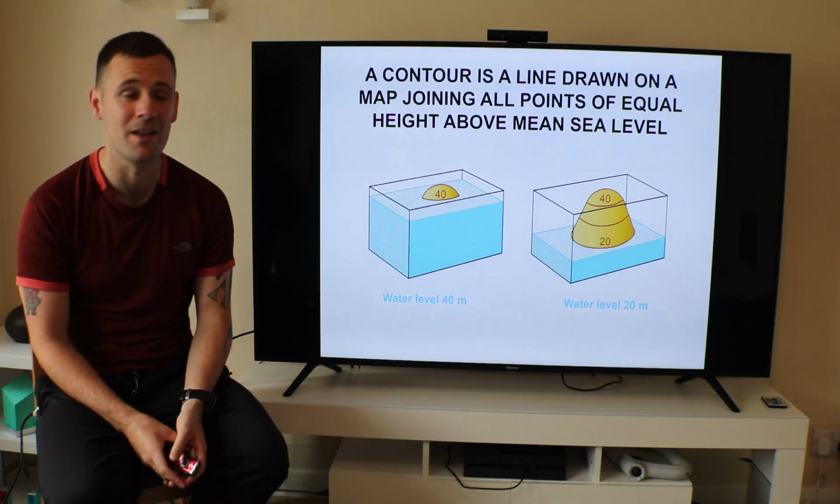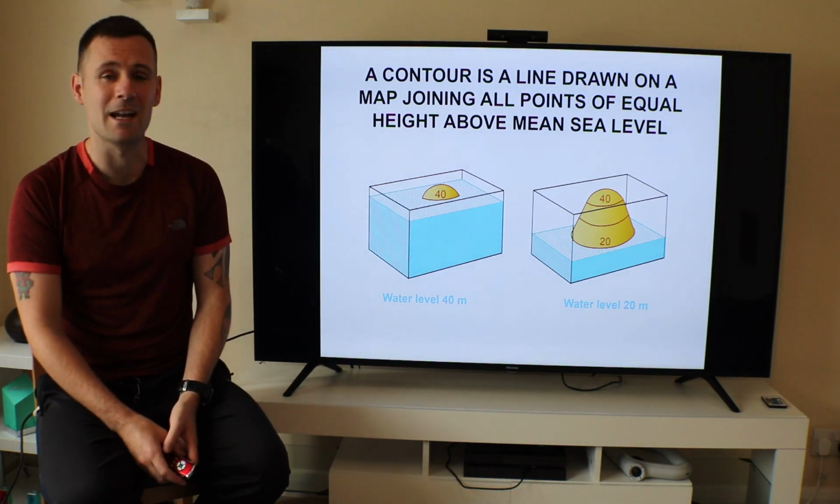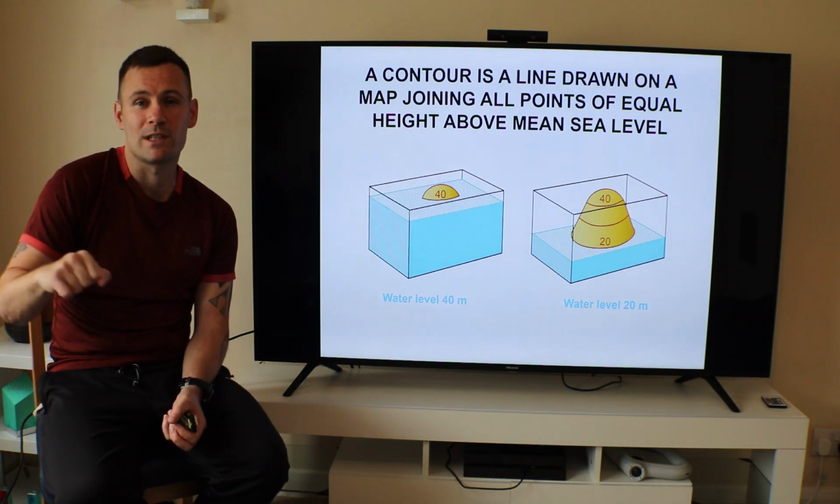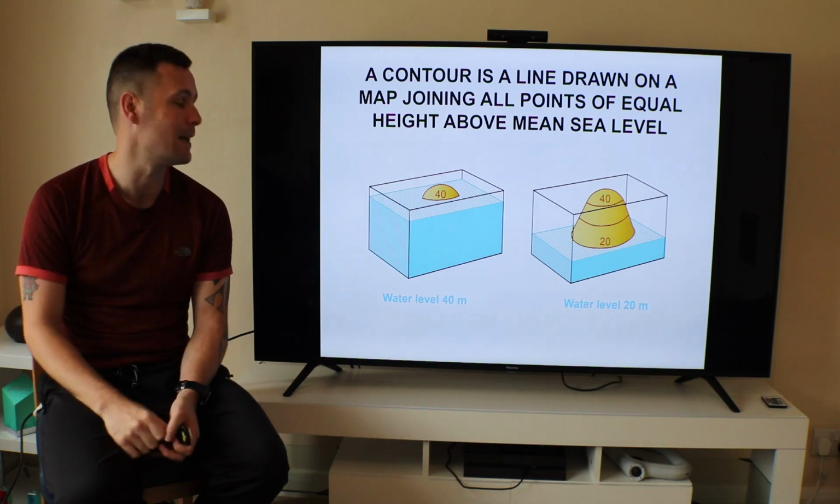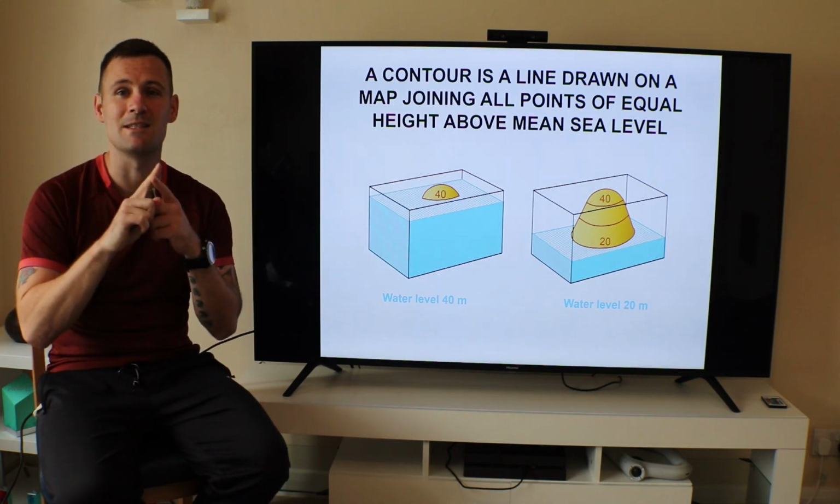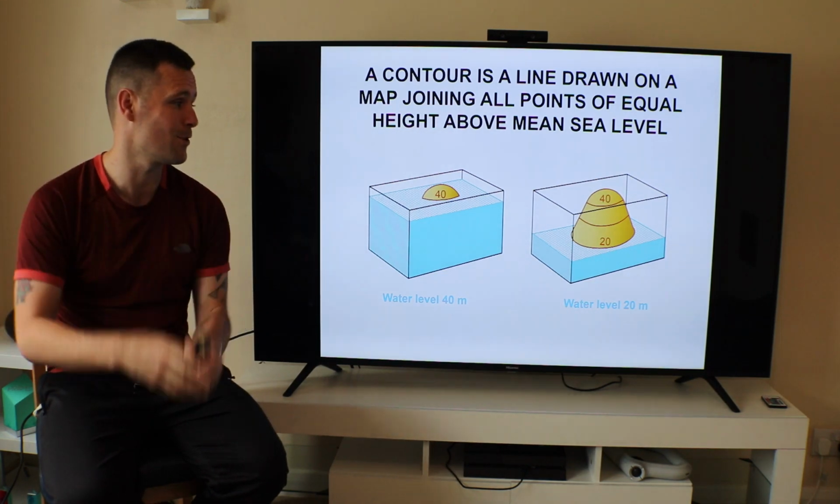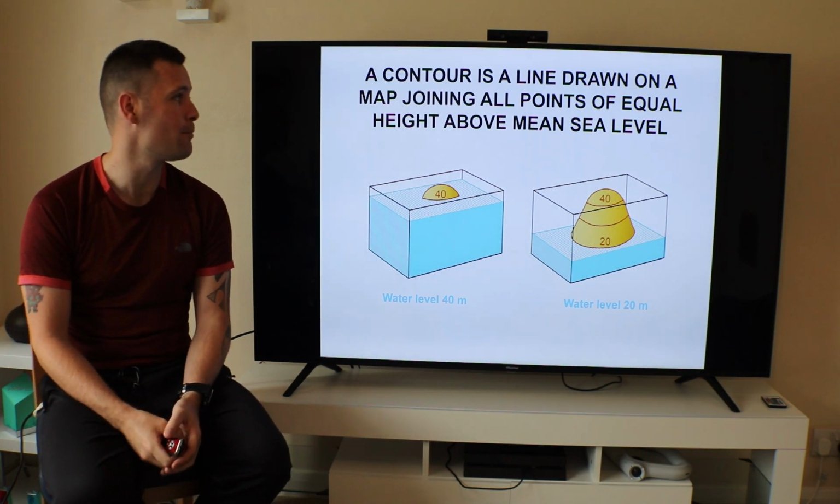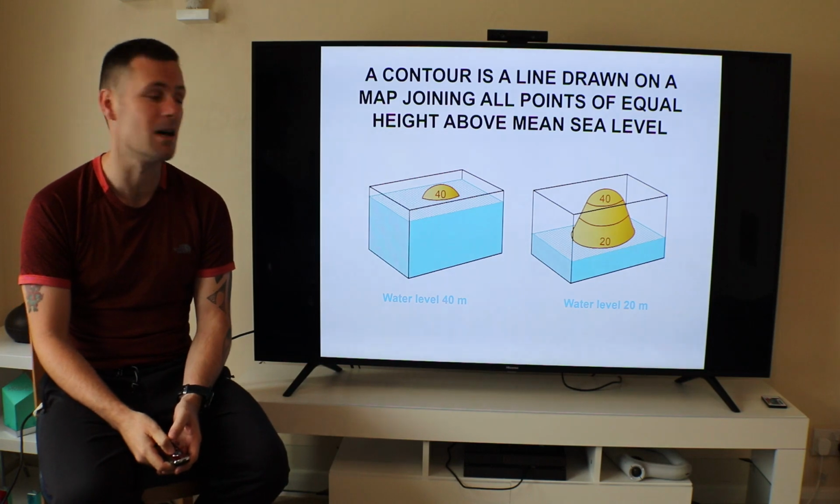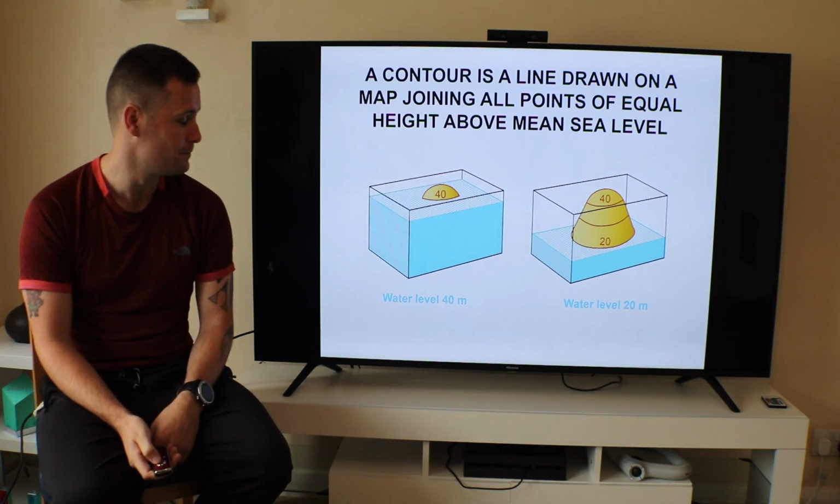Imagine you've been camping for weeks, you get in a bath, and then you start letting the water out. After you've been in the bath for half an hour, you start letting bits of water out and then putting the plug back in. What happens is it leaves dirt lines all the way around, and that's all a contour is. A contour is a line drawn on a map joining all points of equal height above mean sea level, and that is it.